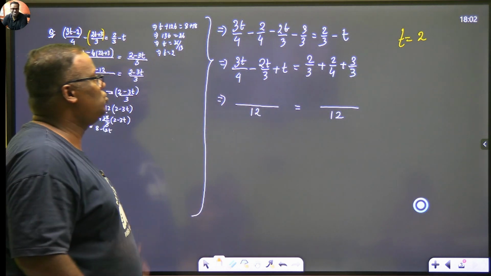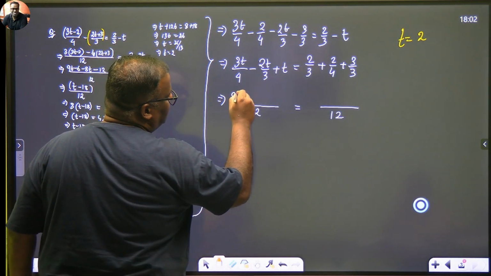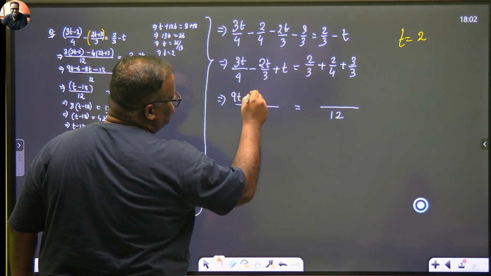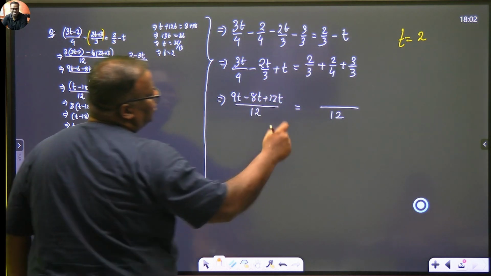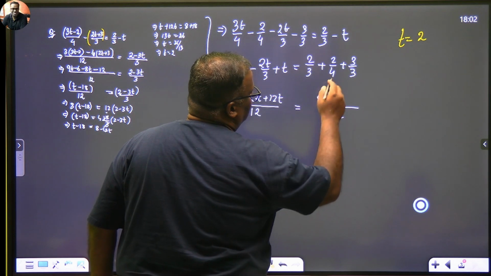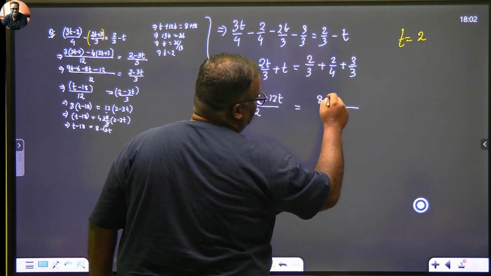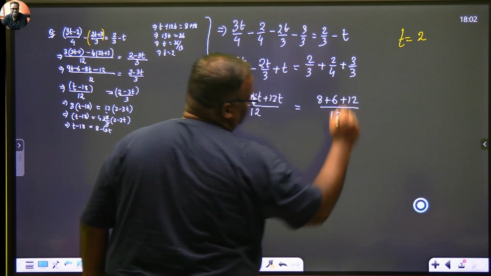अब आइए ऊपर को सॉल्व करते हैं. So this becomes 3 into 3t means 9t. This will become 4 into 2t means 8t, and this fellow becomes 12t. And on this side what will you have? 4 into 2 8, and then 4 and 12 is 3. 3 plus 2 is 3 into 2 6. And this 4 into 3 12. Understood?